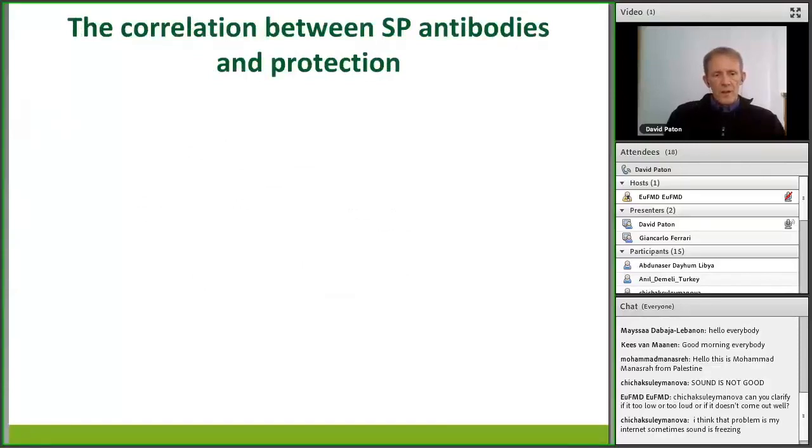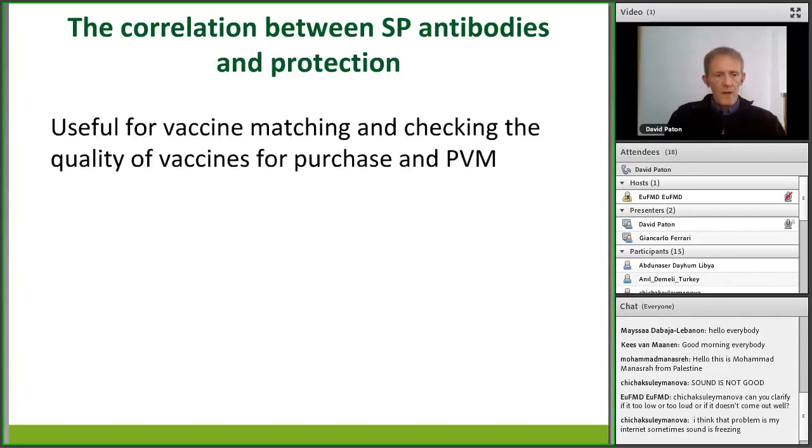So if we look at this correlation between SP antibodies and protection, the fact that it occurs is useful, as I've indicated, for the vaccine matching, for selecting the vaccines, and also for checking the quality of vaccines for purchase and later on for post-vaccination monitoring.